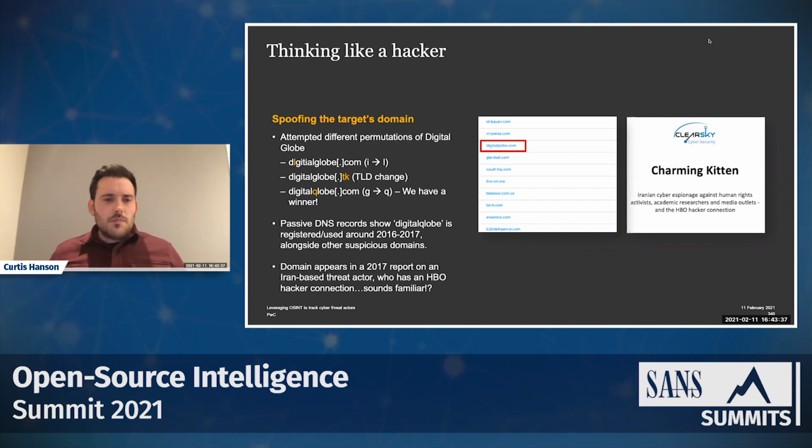So this is, I think I'm onto something here. What I do next is basically, again, pop digitalglobe.com into a search engine. And the first thing that appears is this threat intel report describing Charming Kitten, right? The group I mentioned in the last case. But what catches my eye is in the title, HBO hacker connection. I thought, aha, this sounds familiar.